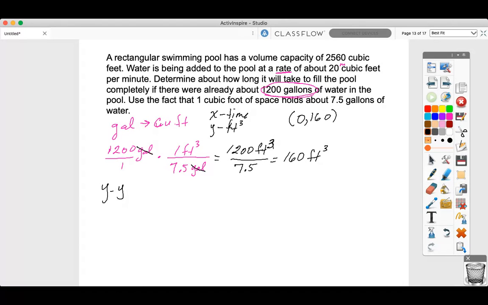So again, we got y minus y1 equals m times x minus x1. We know that that's our slope. This is our x1, y1. So we've got y minus 160 equals 20 times x minus 0. All right, now I'm going to do two things at the same time. X minus 0 is x, and 20 times x is 20x. So this is y minus 160 equals 20x.